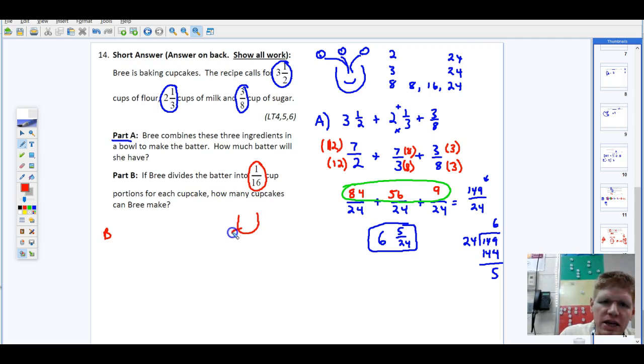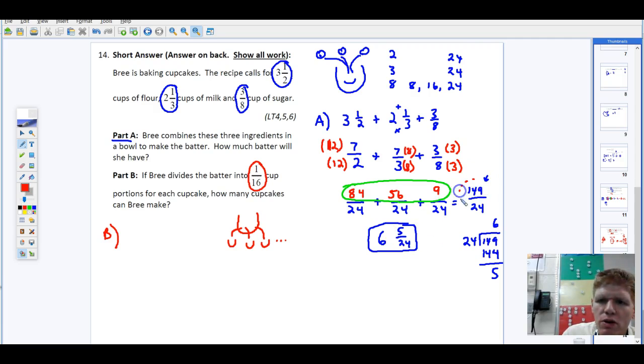And she's going to take a little bit out and put it in this 1/16 size cup. She's going to put some in this one, and some in this one, all the way around, and that looks like the legs of our alien. If we put those together, again, sidetracked, that's fine. For part B here, what we're going to do is take our result, right? We added all these together and we got 6 and 5/24ths.